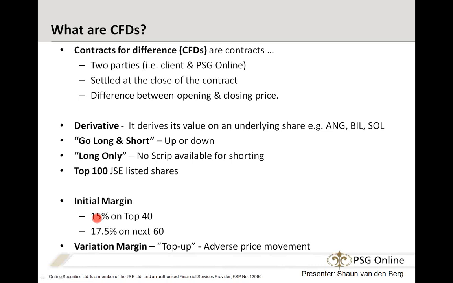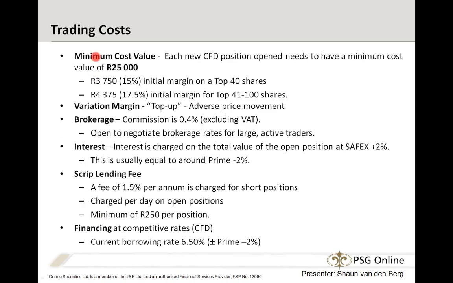Okay. So slight differences. The big difference, I believe, comes in where there is a minimum cost value. Each transaction must have a minimum value of 25,000. So again, it's not for everyone. Single stock futures are great for a small investor just starting out, a small trader getting involved. CFDs, on the other hand, you do need additional funds. So if you're trading a top 40 stock, minimum funds needed will be 3,750 rand. If it's a mid-cap stock, at least 4,375 rand. So I would say minimum to get started on CFDs is about 10,000 rand.